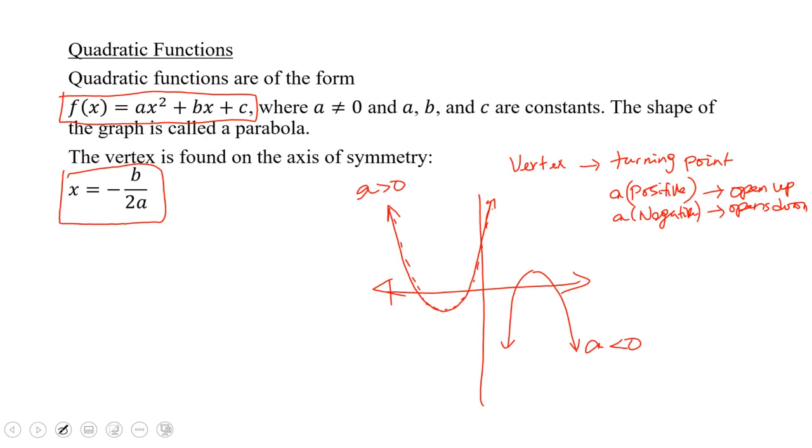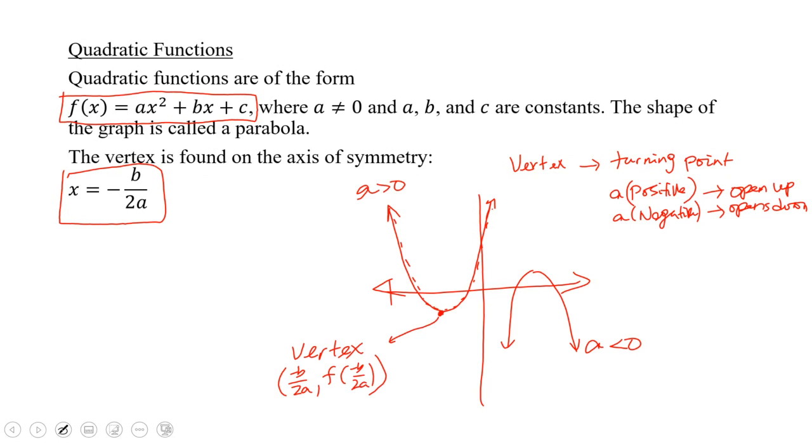Now the next information is the vertex. That's the turning point. So I'm going to use this for the vertex here. This is called the vertex. So the coordinate for the vertex, the x coordinate is negative b over 2a, comma f of negative b over 2a. So you find the corresponding y value by using negative b over 2a. That gives you the vertex of the function, or the turning point.